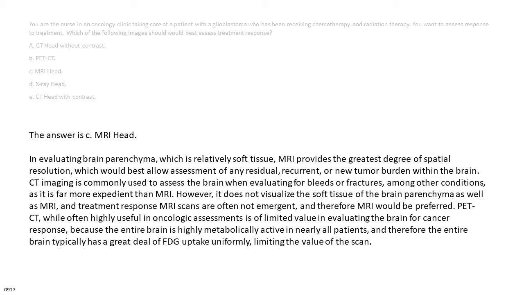CT imaging is commonly used to assess the brain when evaluating for bleeds or fractures, among other conditions, as it is far more expedient than MRI. However, it does not visualize the soft tissue of the brain parenchyma as well as MRI, and treatment response MRI scans are often not emergent, and therefore MRI would be preferred. PET, CT, while often highly useful in oncologic assessments, is of limited value in evaluating the brain for cancer response, because the entire brain is highly metabolically active in nearly all patients, and therefore the entire brain typically has a great deal of FDG uptake uniformly, limiting the value of the scan.